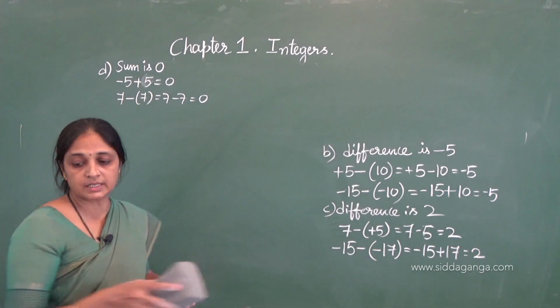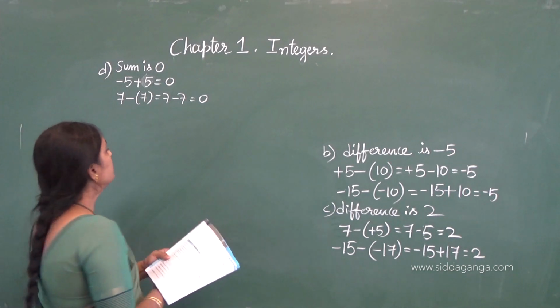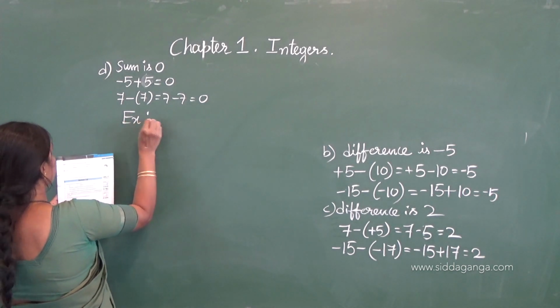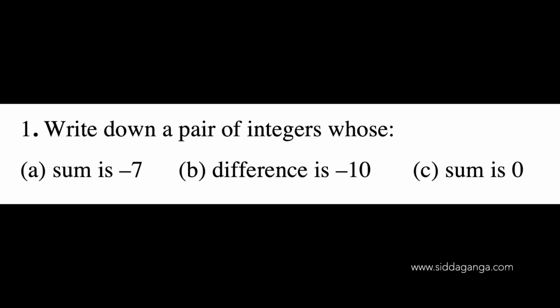So exercise 1.2. The first one is: write down a pair of integers.